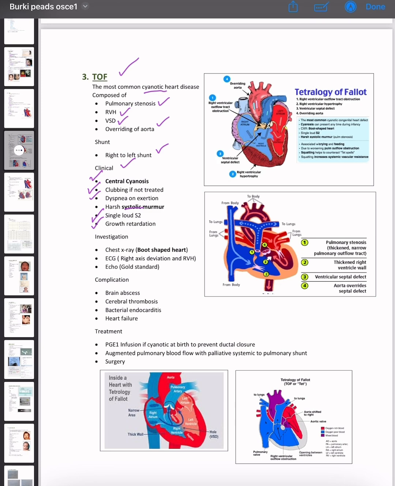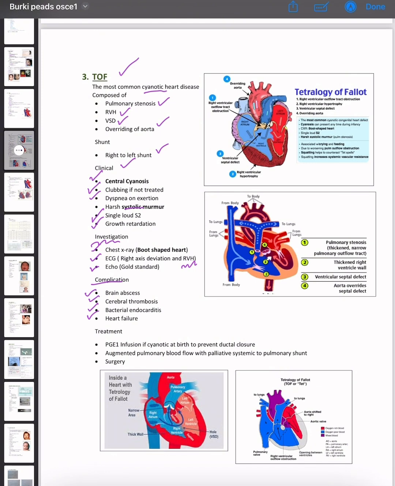What investigations are done to investigate tetralogy of Fallot? Chest X-ray is done. Boot-shaped heart will be there. ECG is done. Right axis deviation and right ventricular hypertrophy will be present. Echo is the gold standard investigation in the case of tetralogy of Fallot. Okay, what are the complications? Brain abscess, cerebral thrombosis, bacterial endocarditis, and heart failure can occur in the tetralogy of Fallot. What are the treatment options?